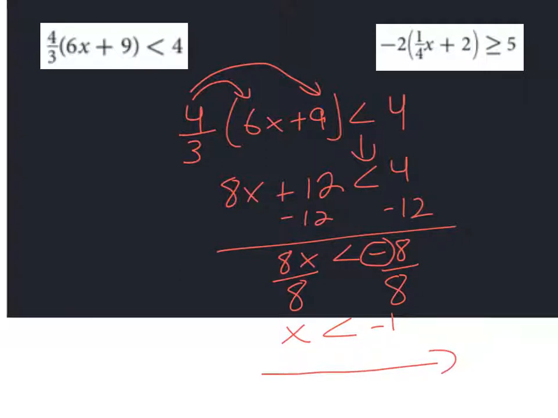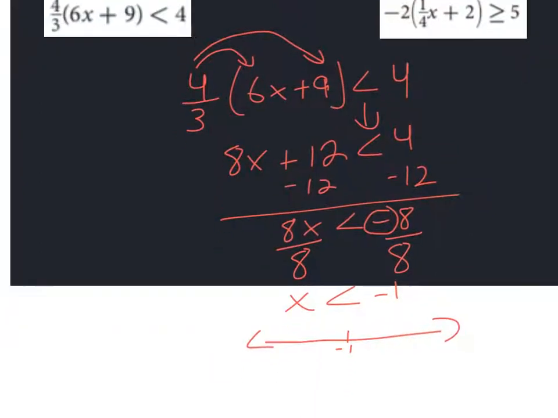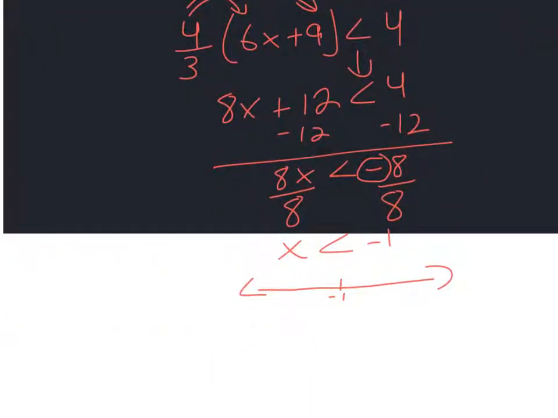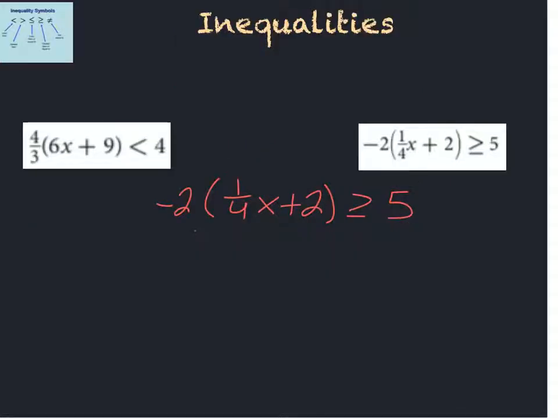If you were to plot this on a number line, which I want you to do in your notes, you would start at negative 1. You would have an open circle on negative 1 because it's a less than symbol, and you would shade the space to the left because x can be anything that is less than negative 1. Okay? All right, next problem.